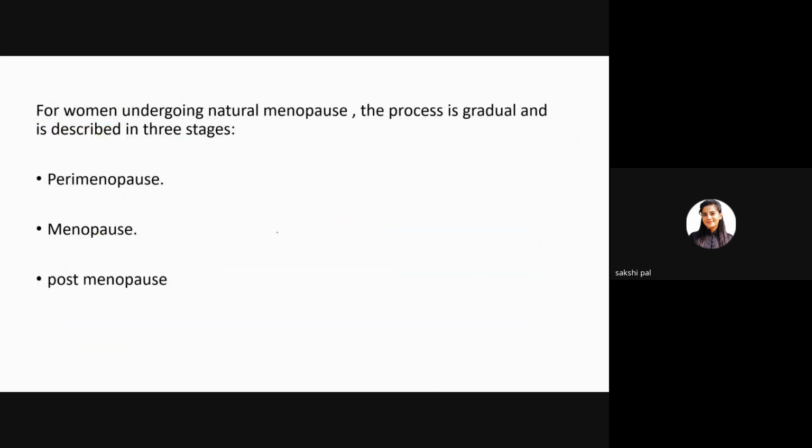For women undergoing natural menopause, the process is gradual, it happens slowly. It differs from female to female, but 2 to 4 years before, the female will start having symptoms: in one month having periods, the second month no menstrual cycle, 2 months no menstrual cycle, then the third month they are having menstrual cycle, and the fourth month they are having too heavy menstrual cycle.